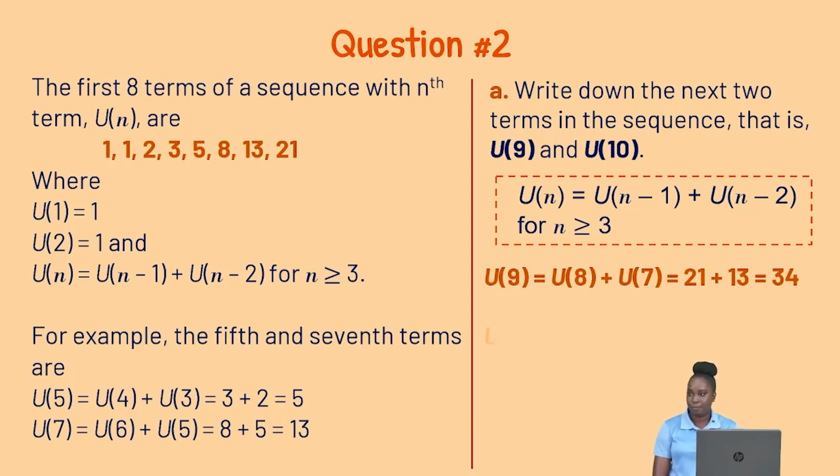U of 10 is going to be equal to u of 9 plus u of 8. So u of 9 is what we would have just found, which is 34. And u of 8 is the last number in the sequence as was given, which is 21. So 34 plus 21 is equal to 55.